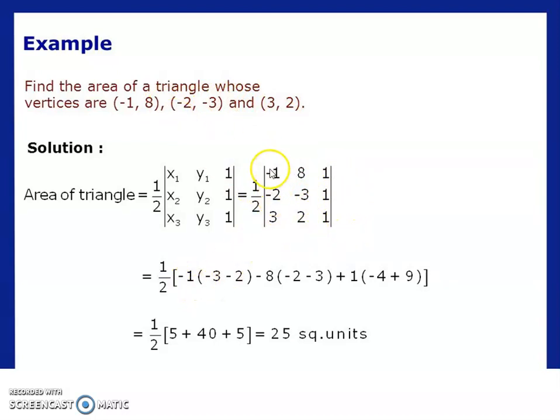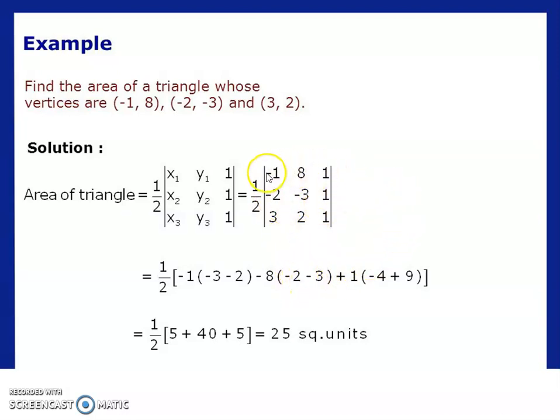Now let us try from the first row and first column. So minus 3 into 1, minus 3. 2 into 1, minus 2. Minus 8y. Second term is always negative. Very good. Next we have to skip the first row and second column. So minus 2 into 1, minus 2. 3 into 1, minus 3.